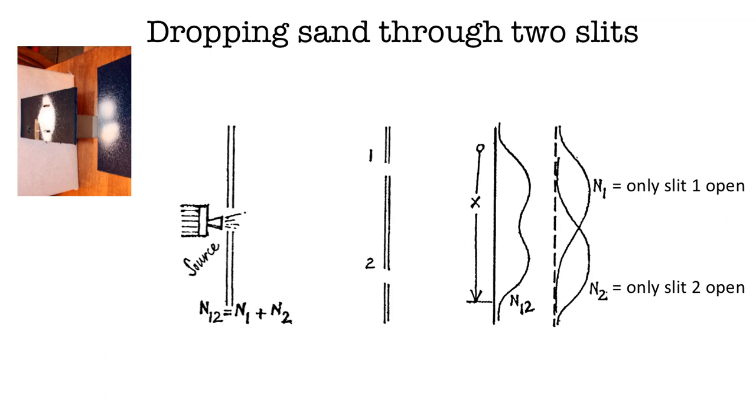Okay, no interference, no bright and dark spots or high and low spots, other than a high spot right below one slit and a high spot right below the other slit. So the sand is not interfering. We just add up one pile with the other, and we call that particle-like behavior.